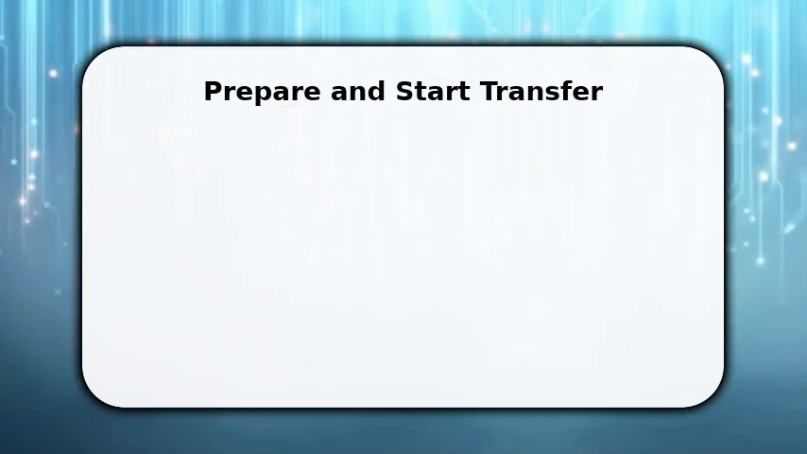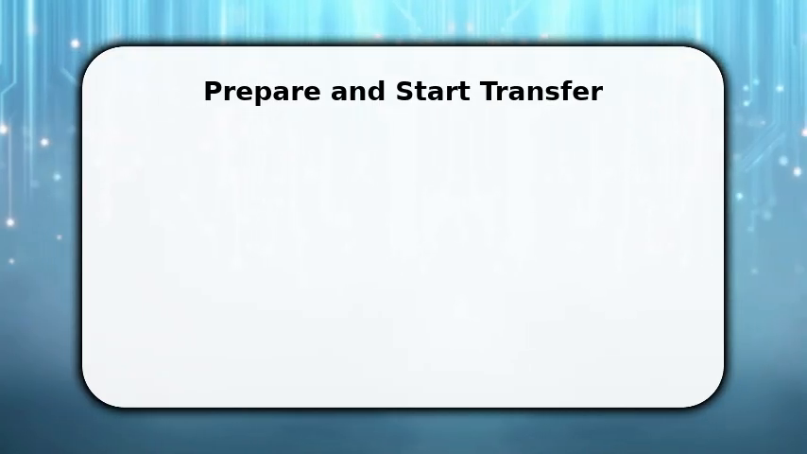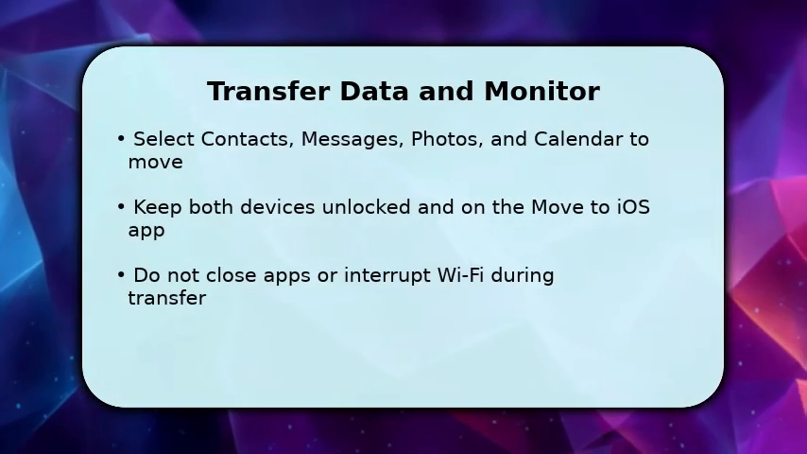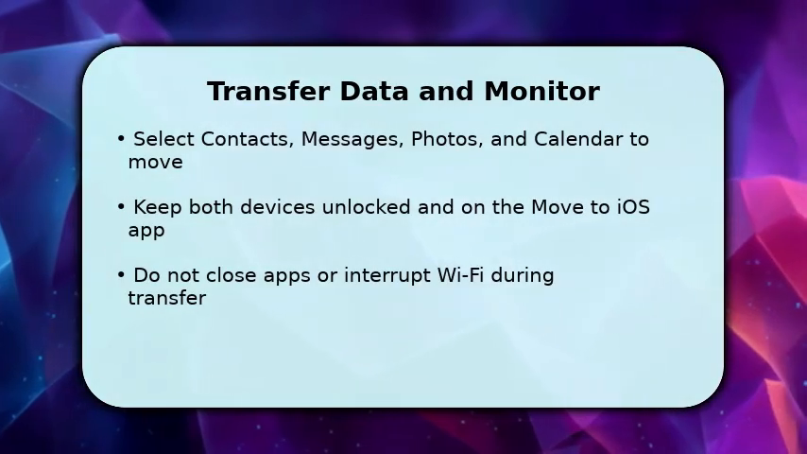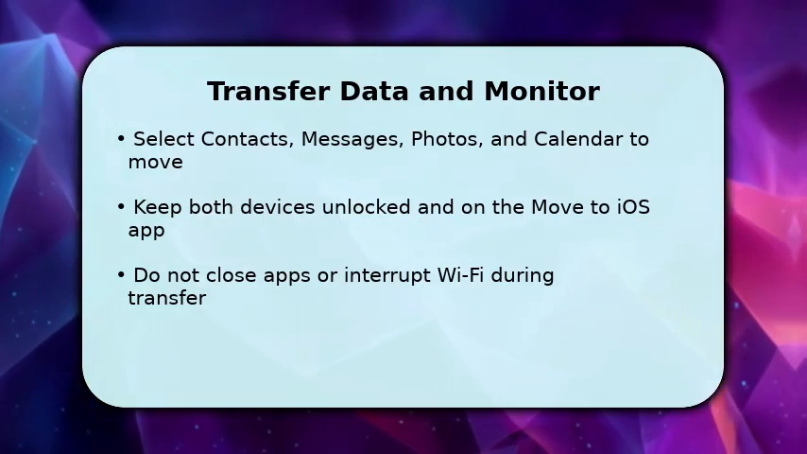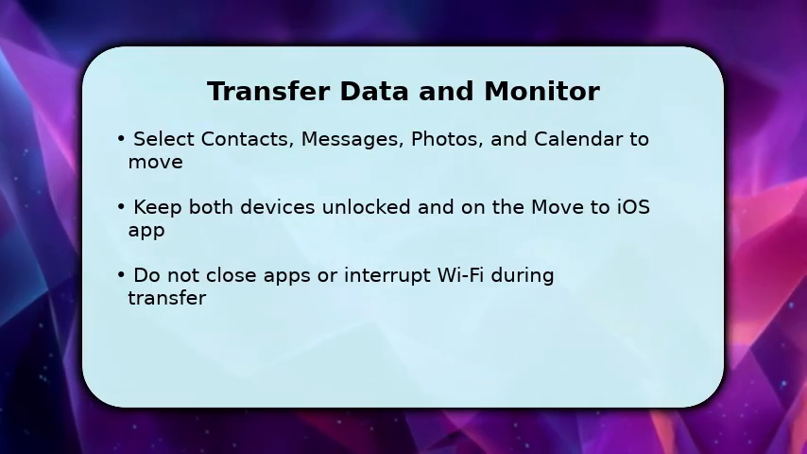Once done, tap Continue on Android and enter the code. This establishes a secure Wi-Fi link so files can move safely. You'll now select what to transfer, pick contacts, messages, photos, and calendar, plus any compatible apps. On Android, grant permissions and keep the screen awake. On iPhone, watch the progress bar.